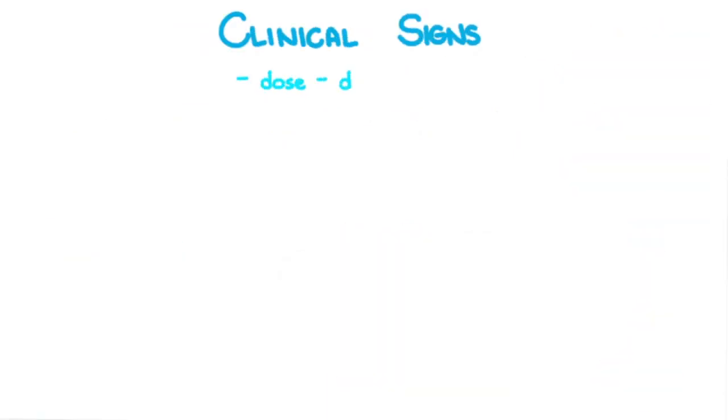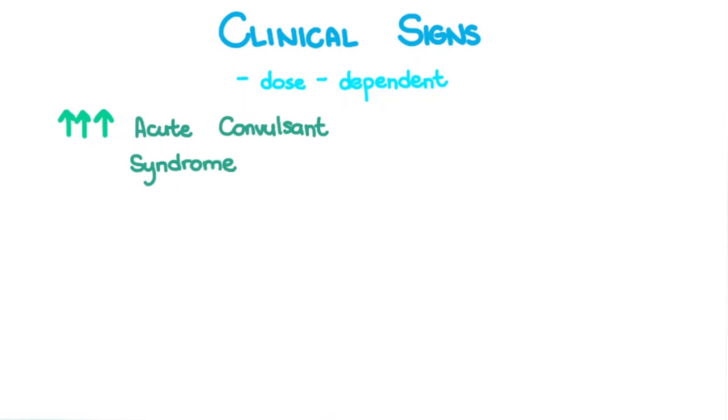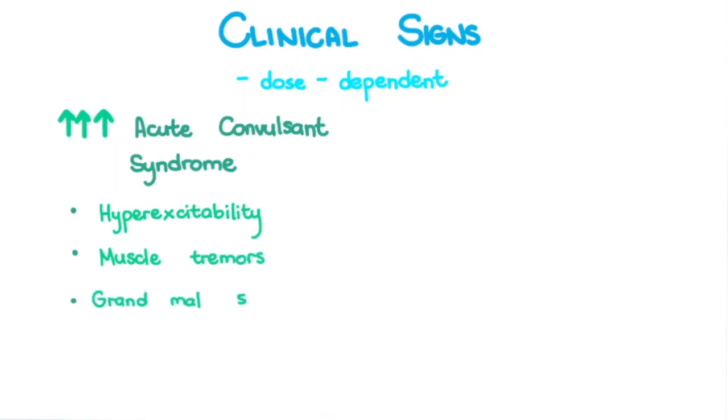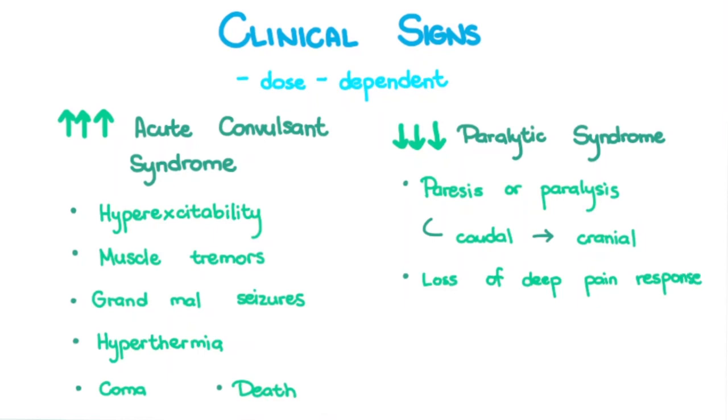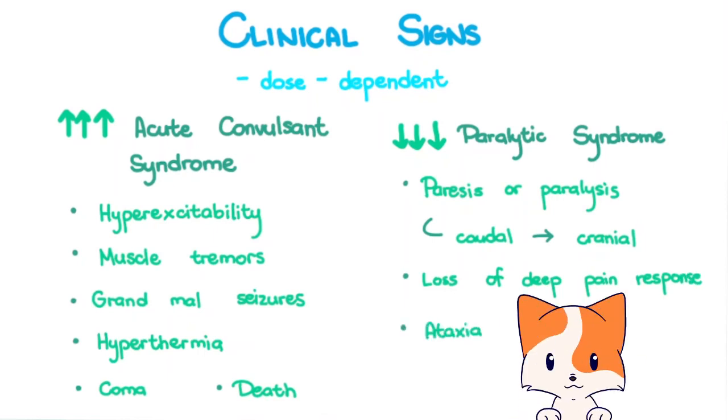Clinical signs are dose-dependent. High doses lead to acute convulsant syndrome within a matter of hours. The animal may be hyperexcitable, have muscle tremors, grand mal seizures, hyperthermia, have a coma, and even die. Lower doses result in a paralytic syndrome, and clinical signs may not appear until several days later. These signs are paresis or paralysis that progresses from caudal to cranial, loss of deep pain response, and ataxia. Cats usually develop this regardless of dose.